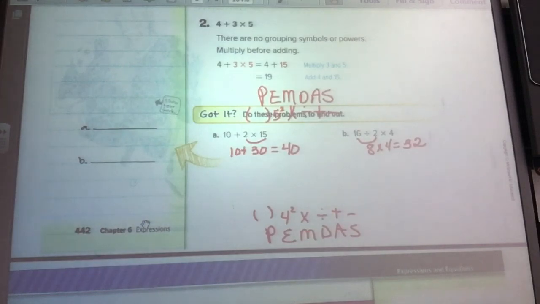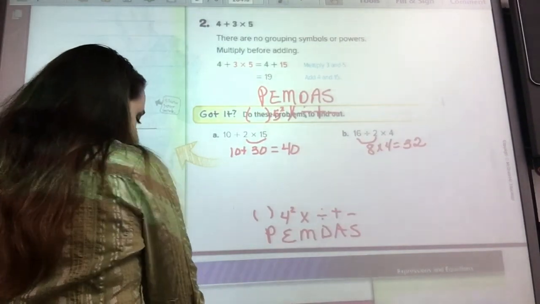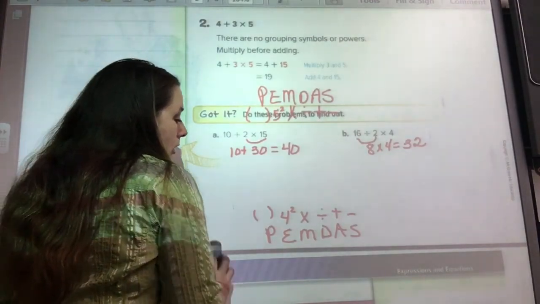The only ones that can go out of order from PEMDAS are the adding and subtracting, and the multiplying and dividing. Those are the only two that if you have both, you read left to right.